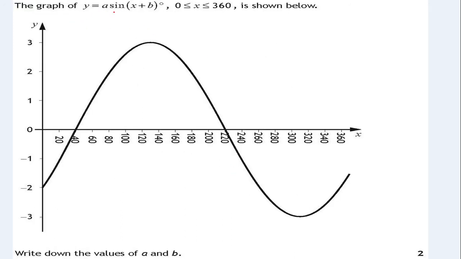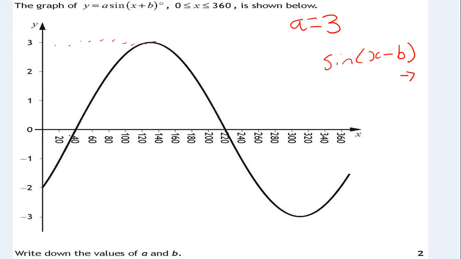Here's the graph of y equals a sine of x plus b. Okay, find the values of a and b. A is the amplitude, which is 3. Now recall, when it's sine of x take b, x take b would be how far it shifts to the right. So add b would be how far it's shifted to the left.